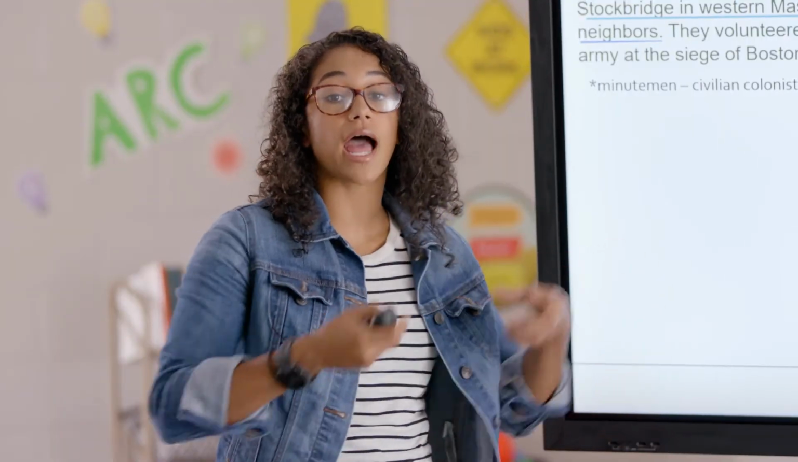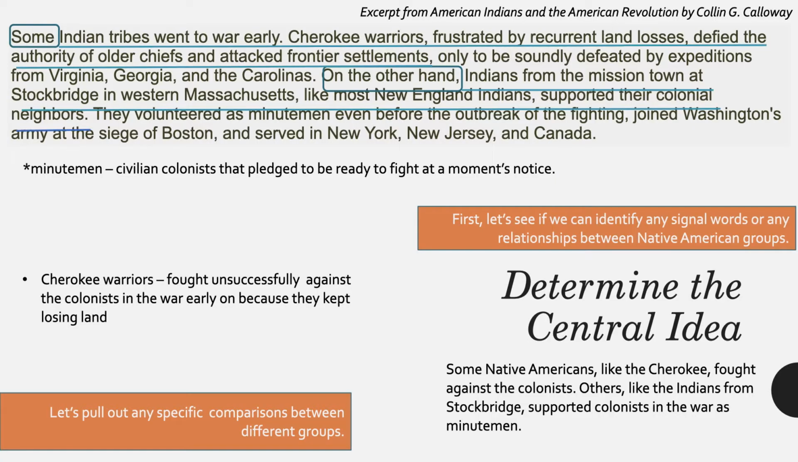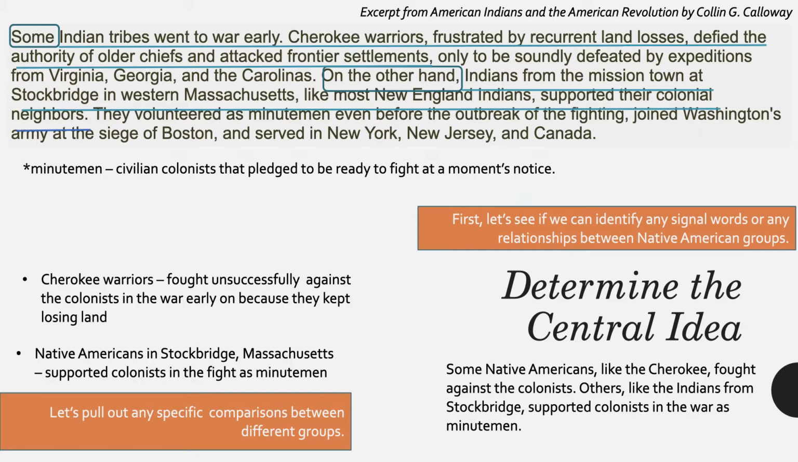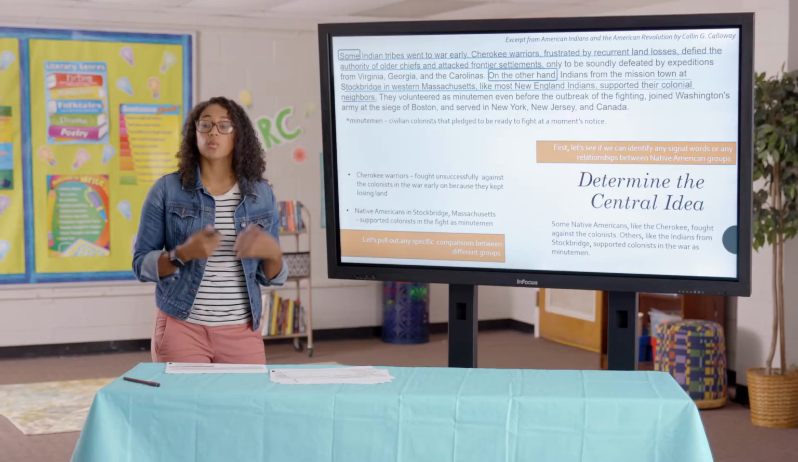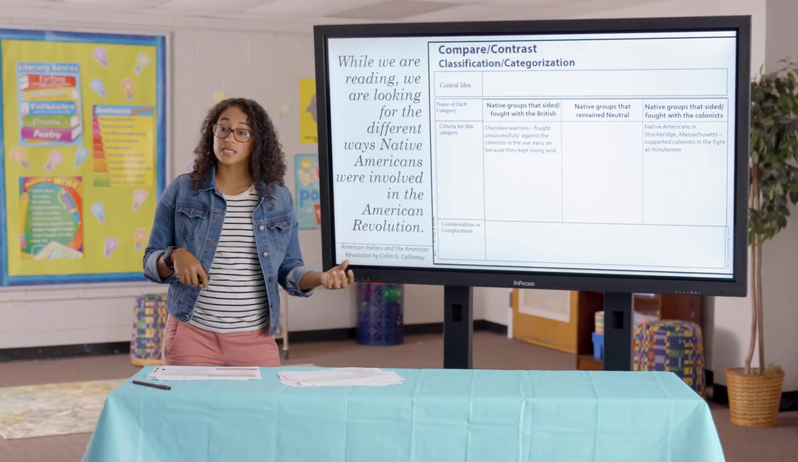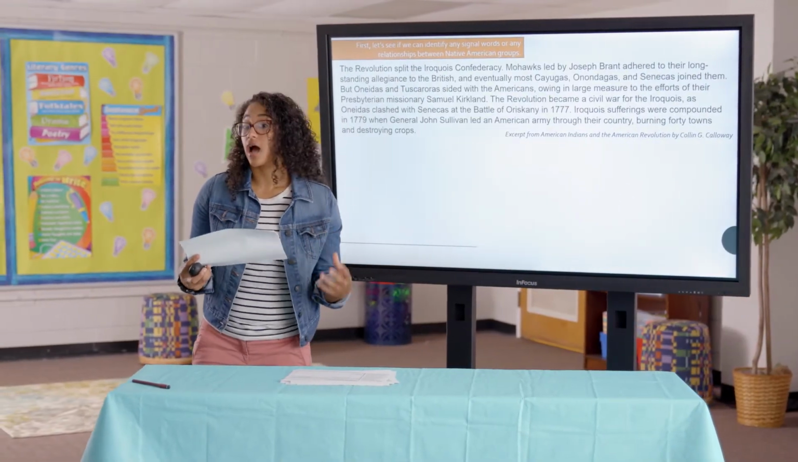So now we're going to pull out the different groups, and that's what we'll add to our chart. So we have the Cherokee warriors fought unsuccessfully against the colonists in the war early on because they kept losing land. Then we also had Native Americans in Stockbridge, Massachusetts, that supported colonists in the fight as Minutemen. And we're going to go ahead and add that to our chart. Let's hop back into the text and see if we can identify any more groups that were involved in the American Revolution. So while I'm reading, be on the lookout for the different groups and how they were involved.